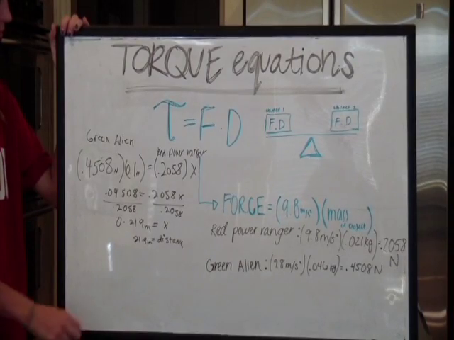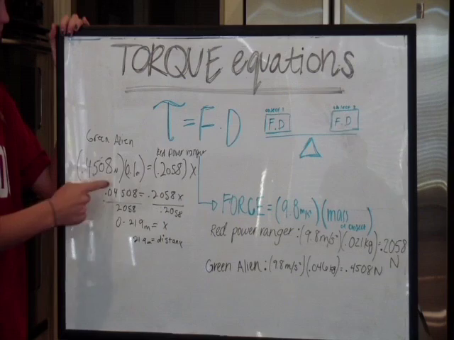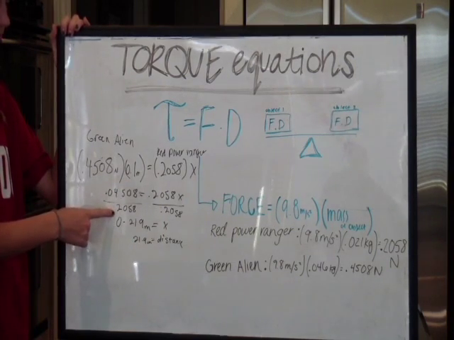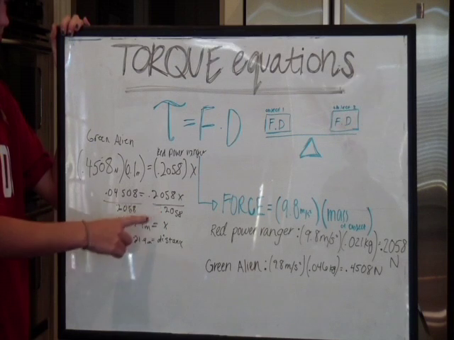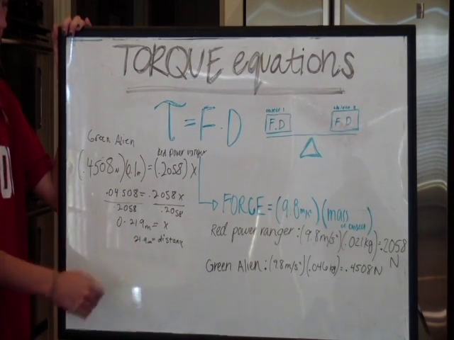To find the distance the red Power Ranger should be from the fulcrum, we found the torque of the green alien and then divided it by the force exerted by the red Power Ranger, giving us the distance away from the fulcrum the red Power Ranger should be, which is 0.219 meters.